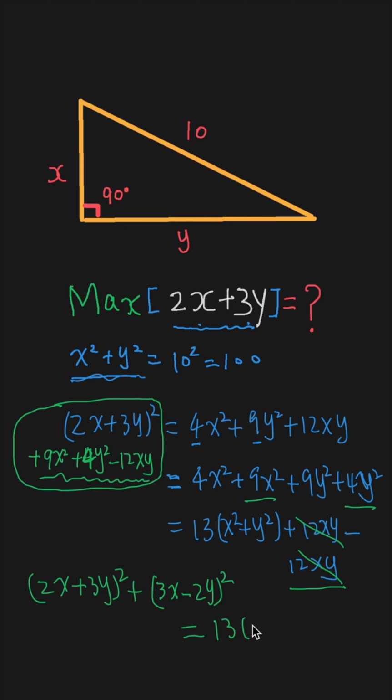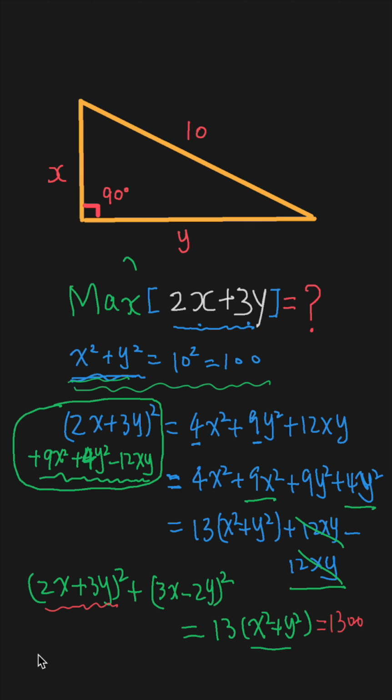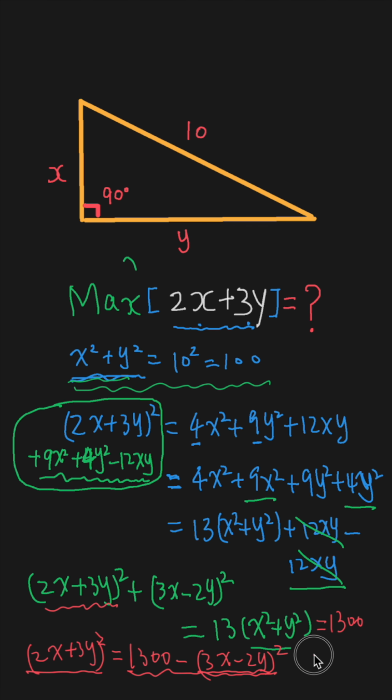So you have 13 times x squared plus y squared. X squared plus y squared is just 100. So this whole thing is equal to 1300. Now we can isolate the value that we want to get on the left side. So 2x plus 3y squared is equal to 1300 minus 3x minus 2y squared. This whole thing over here squared has to be either 0 or bigger than 0. So when it's 0, the right side has the biggest value. So the biggest value for the left side is 1300. And then the biggest value for 2x plus 3y is the square root of 1300, which is 10 times square root of 13.